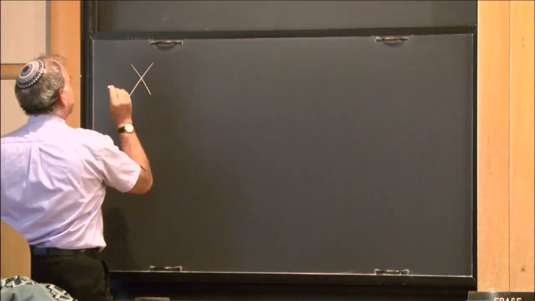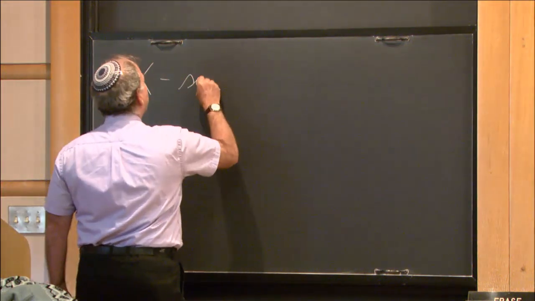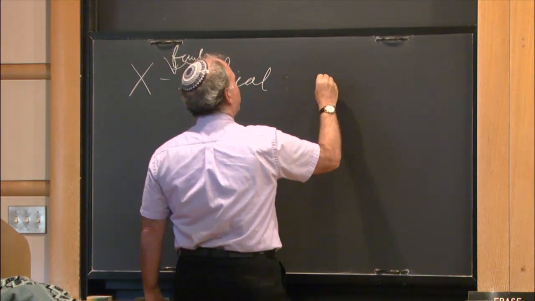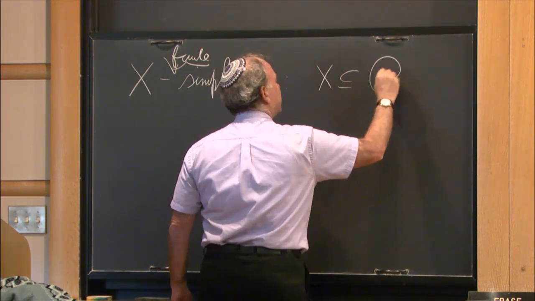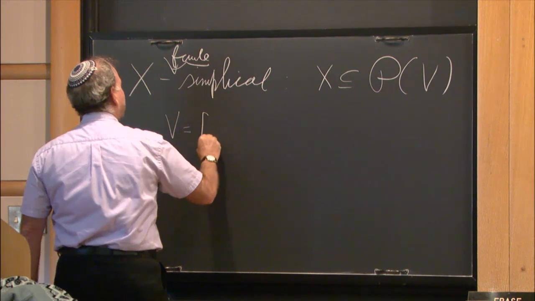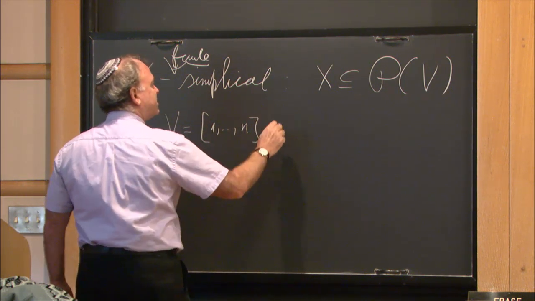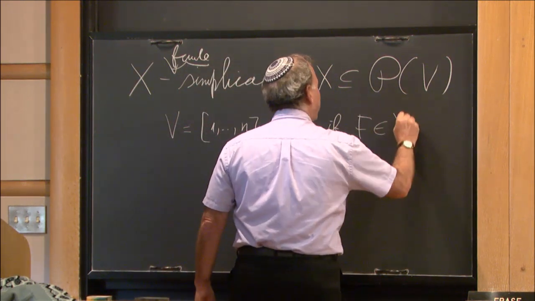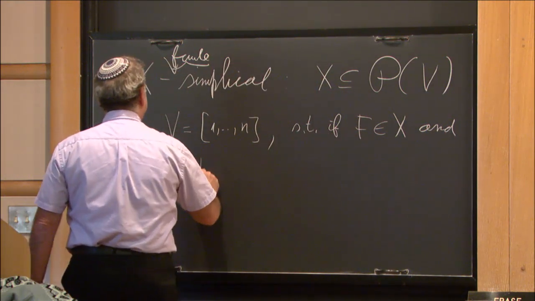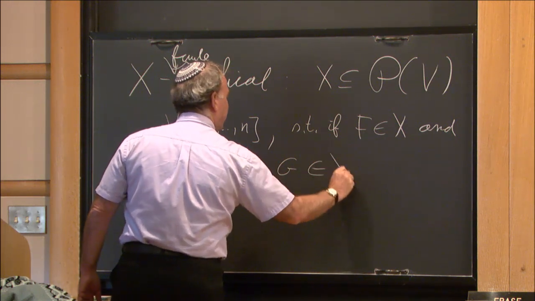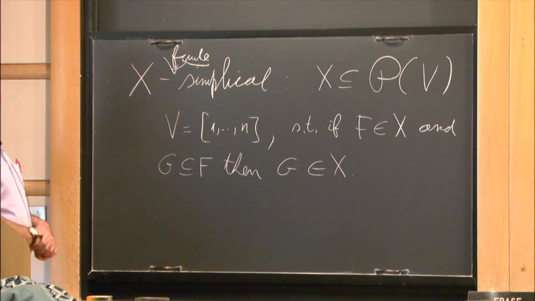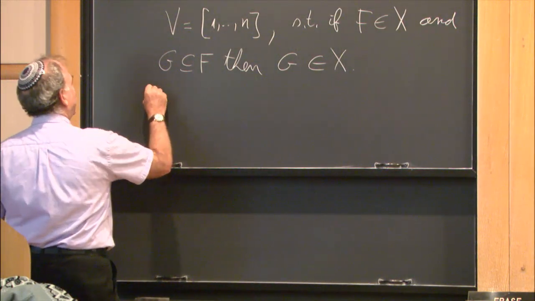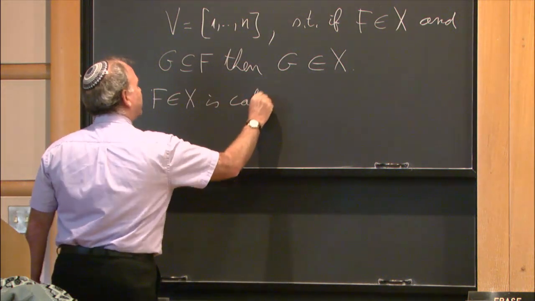So our main object of study will be a simplicial complex, a finite simplicial complex, which is nothing more than a subset of the power set of some set V. So we have a set V, which is, say, 1 up to n, if you want. And we have a set of subsets of V satisfying that if F is in the collection and G is a subset of F, then G is also in X, so this is a collection of subsets of V closed under inclusion. So I'm defining a simplicial complex in a very formal way. Such F in X is called a cell or a face.